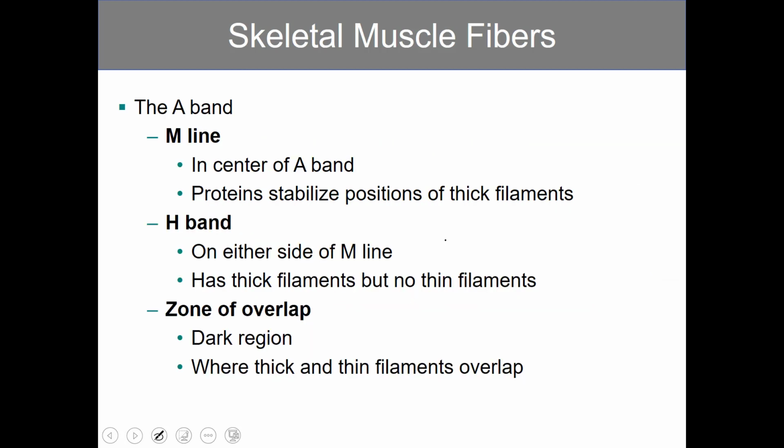The M line is at the center of the A band. These are proteins used to help stabilize the positions of the myosin filaments. The H bands are on either side of the M line, and they have thick filaments but no thin filaments. And the zone of overlap is the very dark region where the thick and thin filaments overlap.